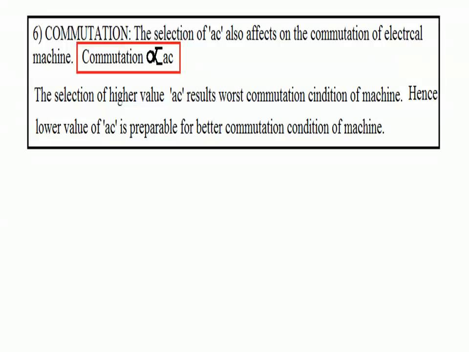Commutation is another factor. The selection of AC also depends upon commutation of the electrical machine. It is directly proportional to specific electric loading. Higher values of AC result in worse commutation conditions. Hence, to keep better commutation conditions, we have to select lower values of AC. Briefly, we have discussed this.